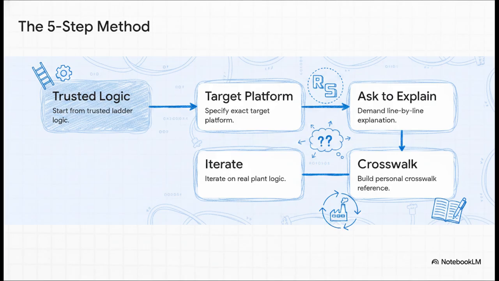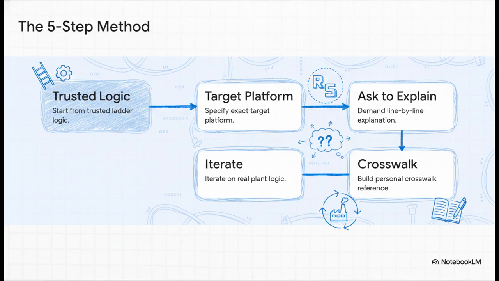Step 2, explicitly state your target platform. Never just tell the AI, write this in structured text. You have to specify Rockwell Logix 5000, Siemens TIA Portal, or CODESYS, because the syntax and the underlying function blocks differ wildly between them. Step 3, demand the AI explain its translation to you line by line. Make it tell you why it structured it that way.